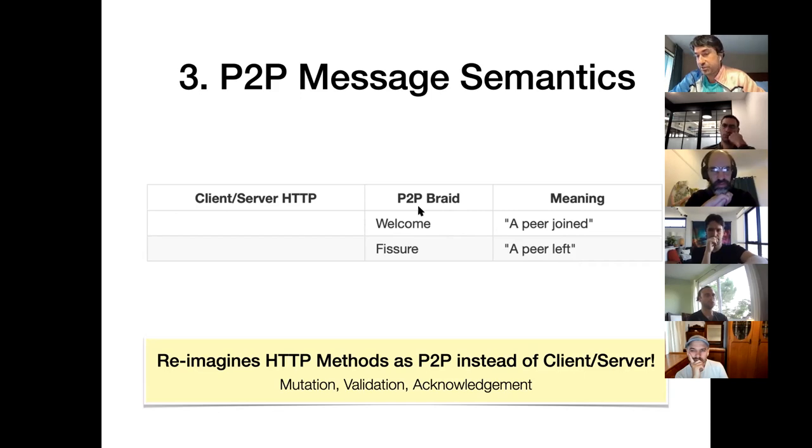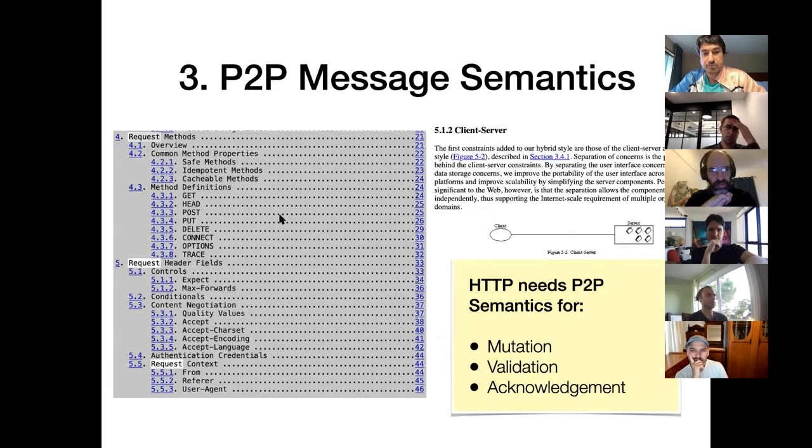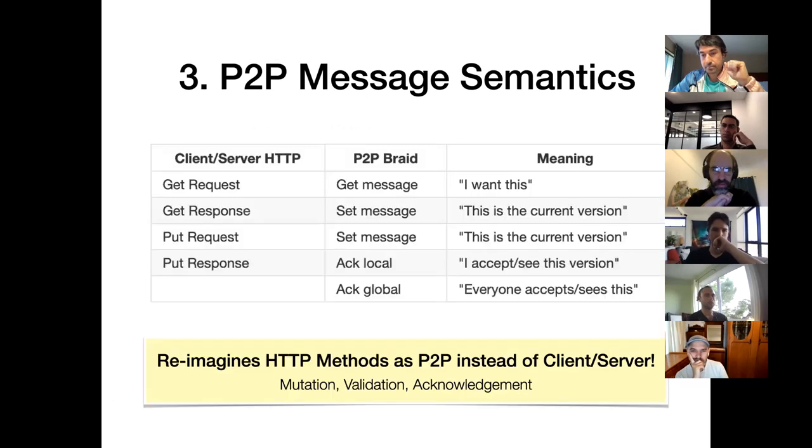Also, HTTP2, let me show you this thing too. This is the spec for HTTP version 1. And it has request and response, all this client-server stuff, embedded in the whole thing. HTTP2, the underlying protocol is actually peer-to-peer. And it has semantics using that peer-to-peer quality to embed request-response client-server semantics in it. And so they've actually laid a lot of the groundwork that we need already.